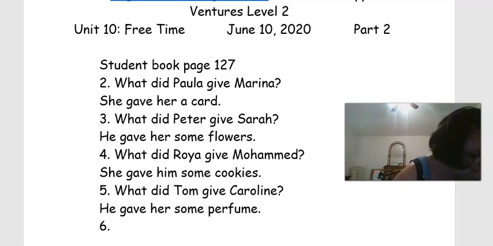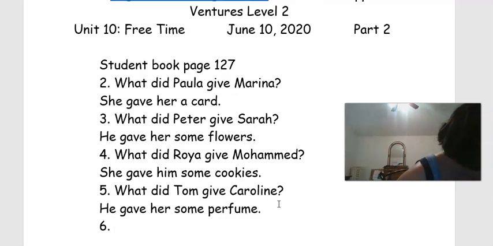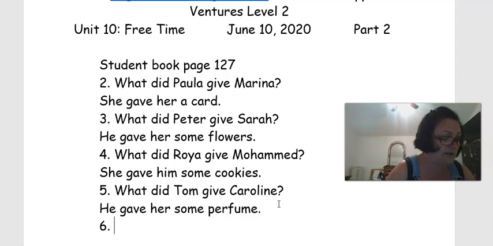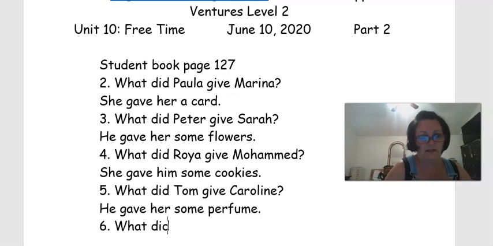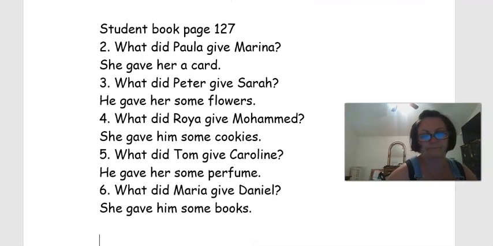Number 6. There's no, I can't read that. That's so tiny. So, I don't know, guys, but I'm going to use Maria and Daniel again because I can't read it. What did Maria give Daniel? She gave him some books, right? I don't know if that's what that says, but it's so tiny I can't read it.